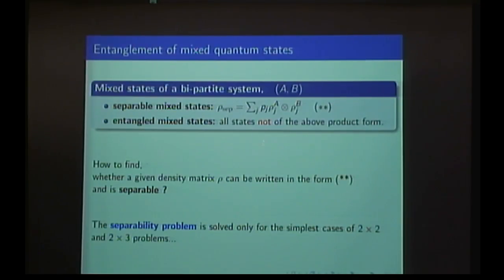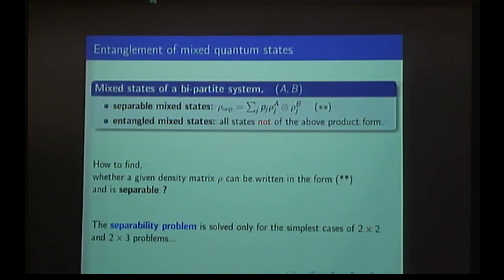And then there's a question. This is a non-constructive definition. Because if I give you a mixed state for a density matrix, it's difficult to guess whether such a form exists or not. So there's a key question which was posed some 20 years ago: how to find sufficient criteria to check whether, for a given state, such an expression exists? So how to find whether a given state is separable or not?